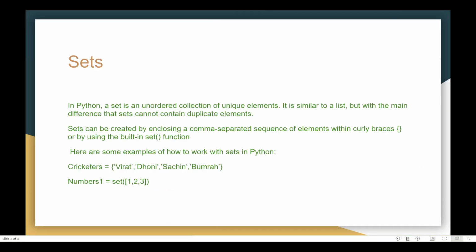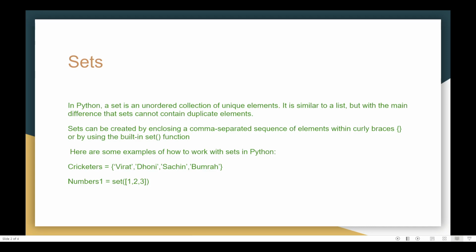So now we will see the next data structure, it is sets. So let's begin. In Python, a set is an unordered collection of unique items. It is similar to a list, but with the main difference that sets cannot contain duplicate elements. Sets can be created by enclosing a comma separated sequence of elements within curly braces, or by using the built-in set function. Here are some examples of how to work with sets in Python.